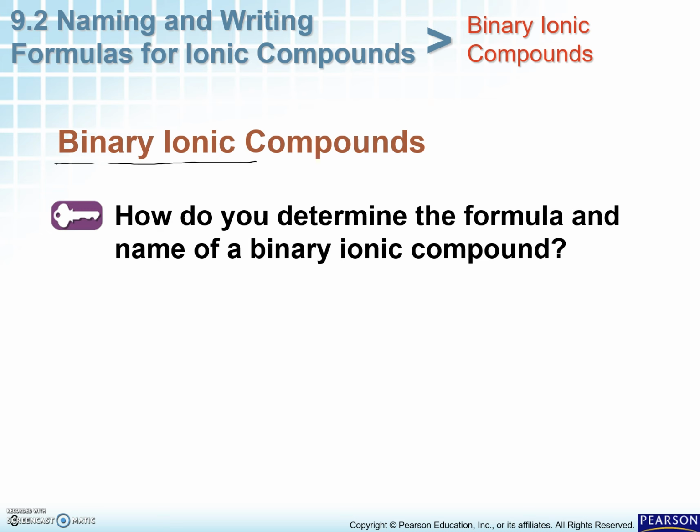Now, bi means two, so that means in this kind of compound, we're going to have two elements. That is the main key here. Whenever we are looking at these binary compounds, we're going to have two things that we are looking at.